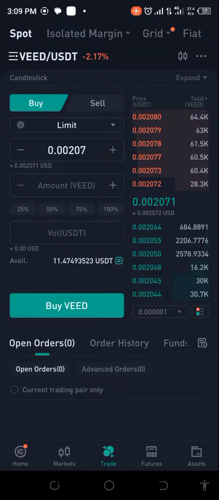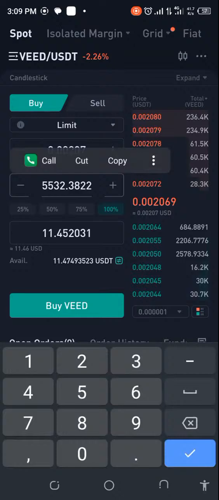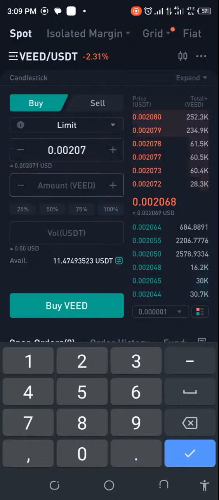Let's start by simulating. We have VEED/USDT. So let's go ahead and do this. First and foremost, let's just do a basic simulation. We'll put in 100%. We're just going to use the little amount that's here, 11.47 USDT, and let's see what we can do.